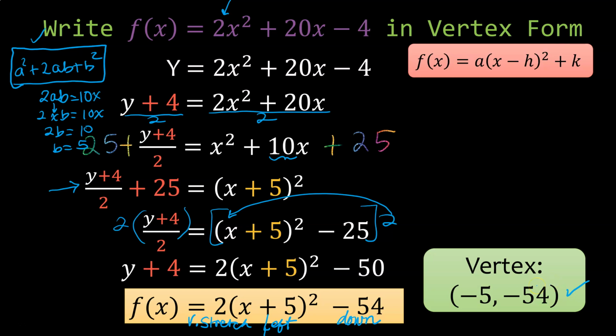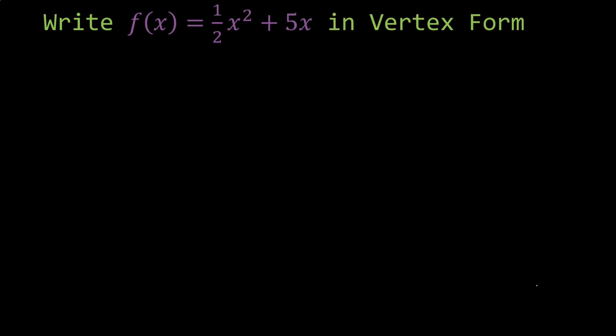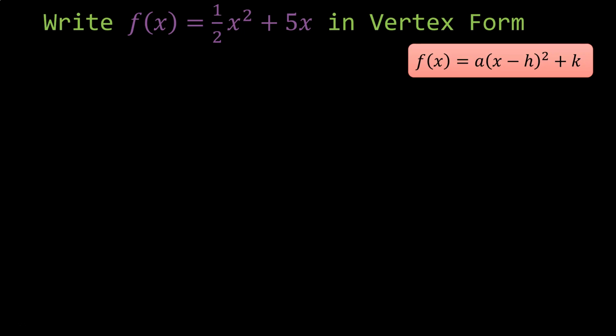Nice, right? Now some of you might think, what if that coefficient is a fraction? How does that work? The same way. Just pay attention to the process of undoing it. Vertex form is a perfect square, so we have to complete the square so that we can tell where the vertex is and we can graph.